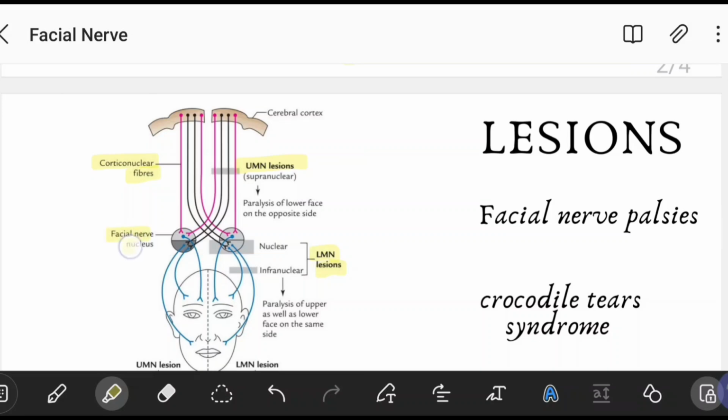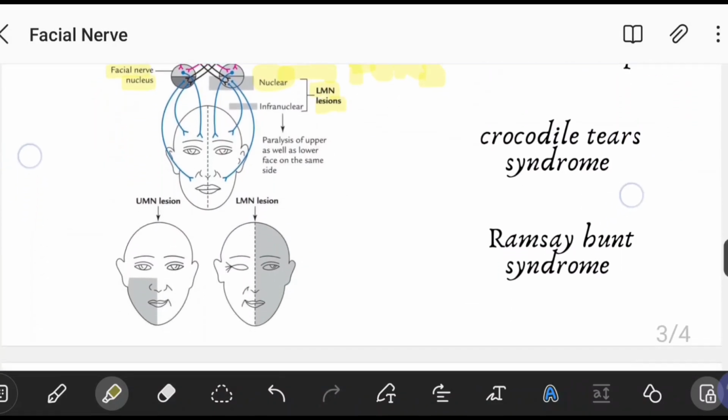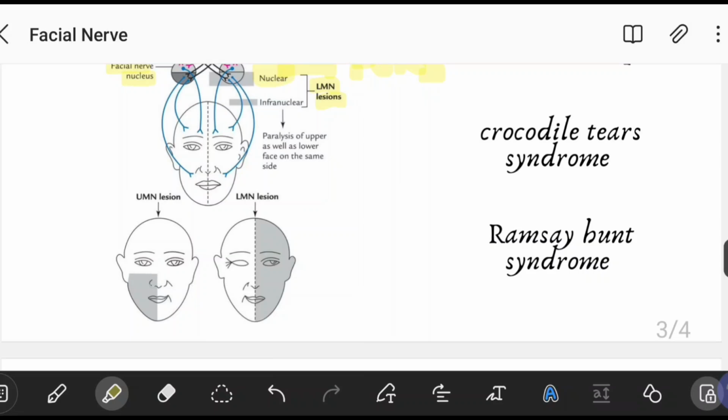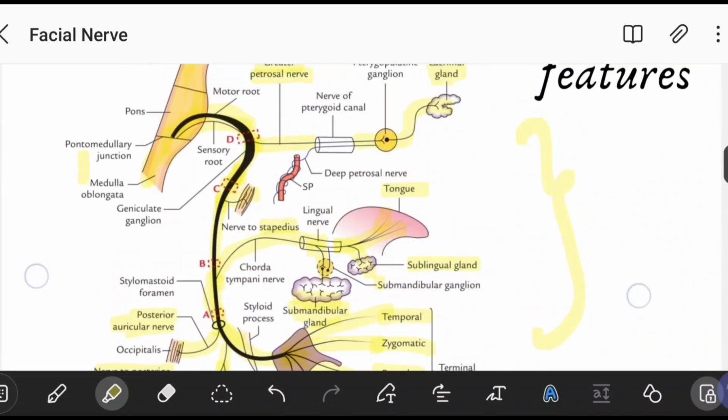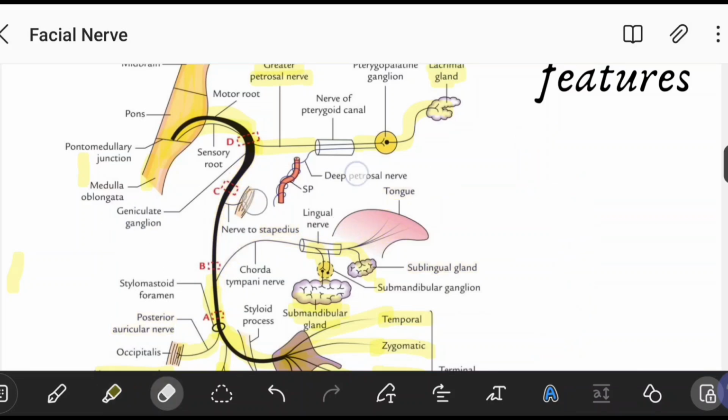Now if you see, this is the facial nerve nucleus. Basically this nucleus, nothing but this is the pons region. Alright. So if it's an upper motor neuron lesion, then only this much part of the face is affected, the lower one-fourth quadrant. But if it's a lower motor neuron lesion, then one whole side of the face gets affected. Alright, this is very important, okay? Now we'll try to understand the lesions.